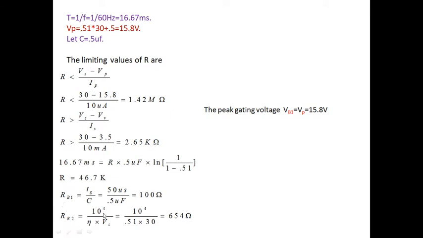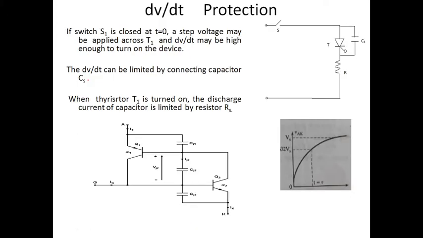RB2 is given by an empirical formula, 10 to the power 4 divided by eta into Vs. Eta is 0.51, Vs is 30, so we can calculate RB2. So all the values we have calculated. Then the next topic is dV by dt protection.